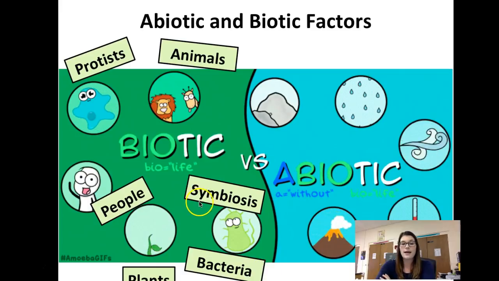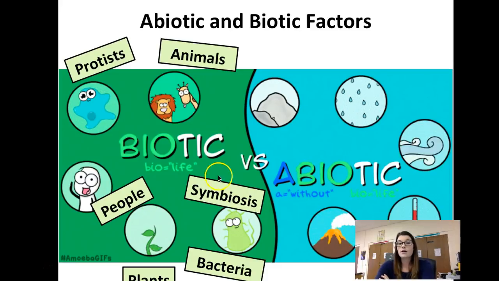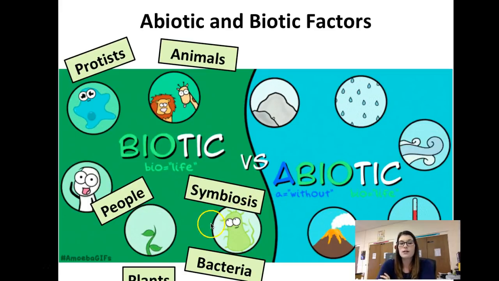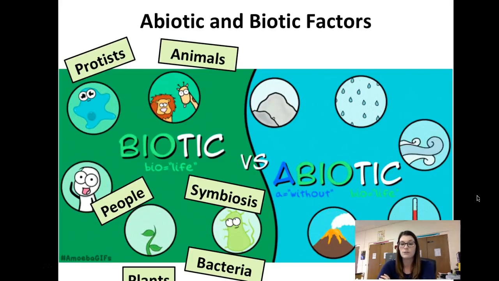Symbiosis is not actually a living thing itself, but it's a way that living things actually interact with each other. So go ahead and also write the word symbiosis in your biotic factors box. There are different examples of it that we will learn about later in this unit, but we have talked about parasitism. Parasites are organisms that live on or in a host and cause harm to the host. So it's the way that two different living organisms are interacting with each other. That's just an example of symbiosis.